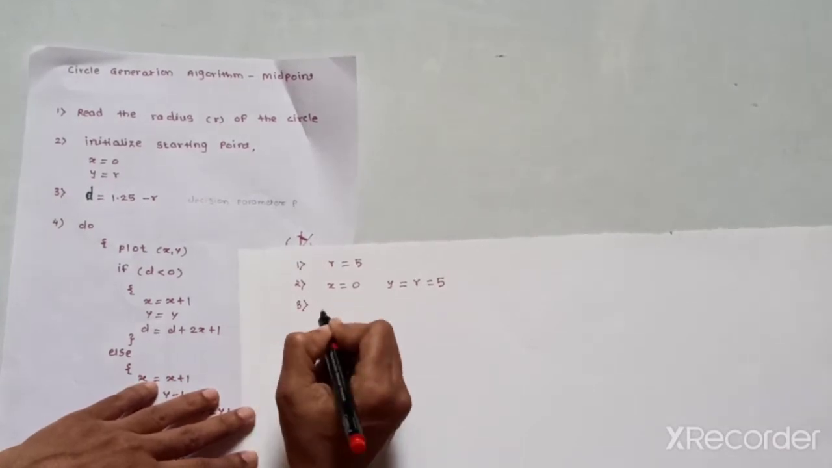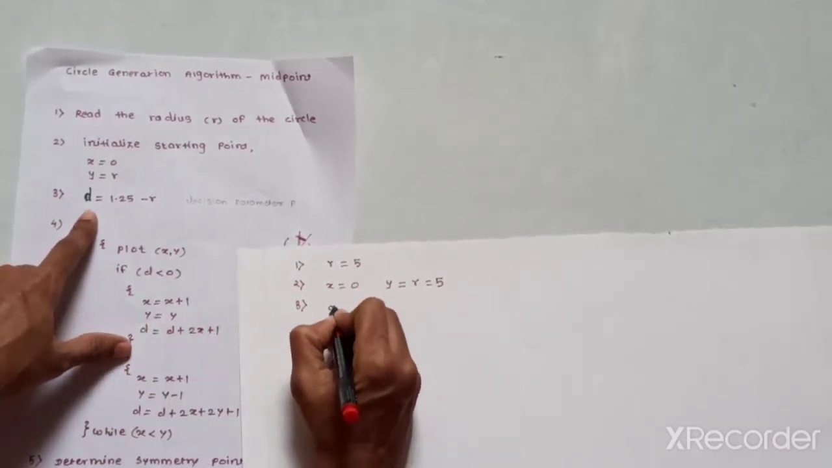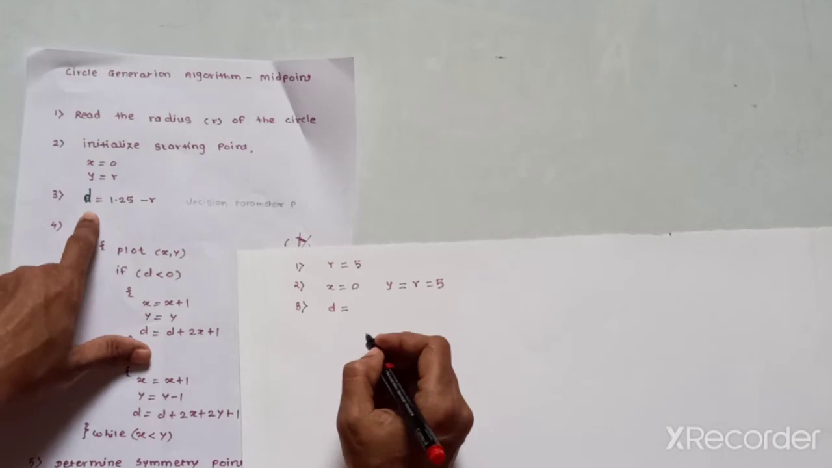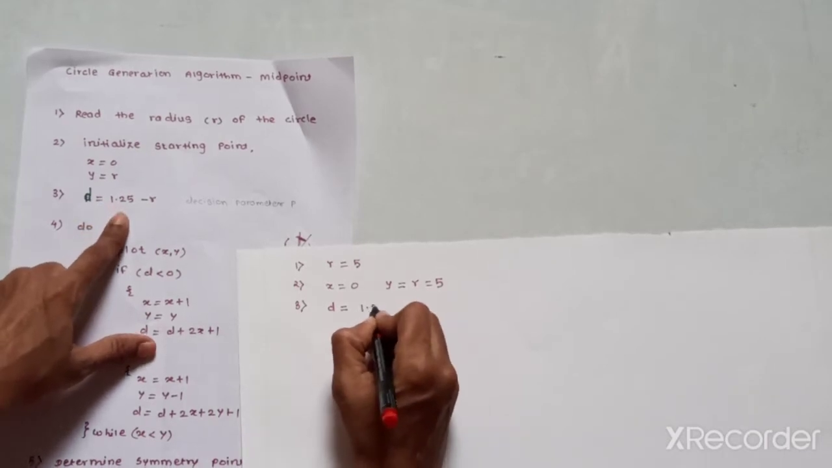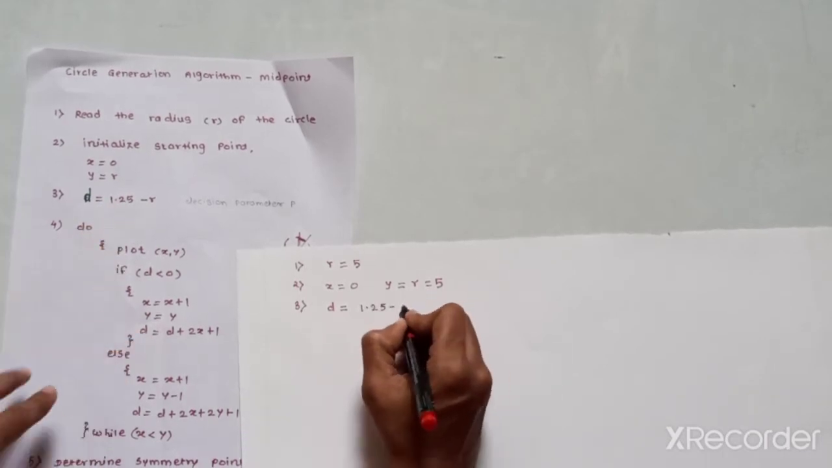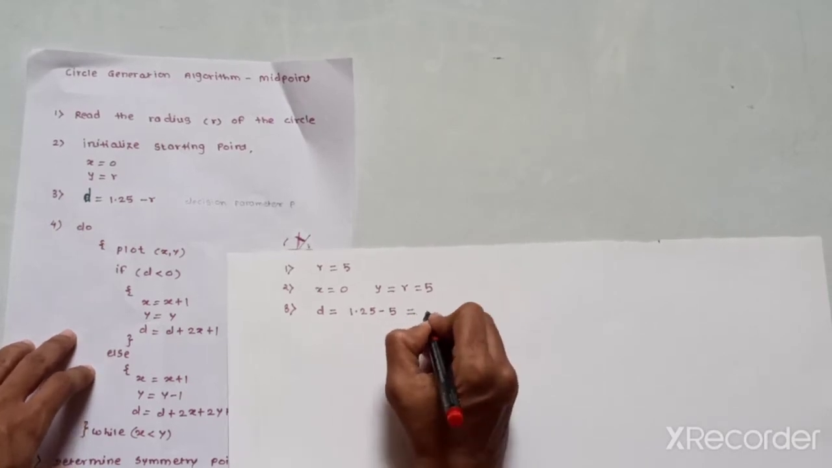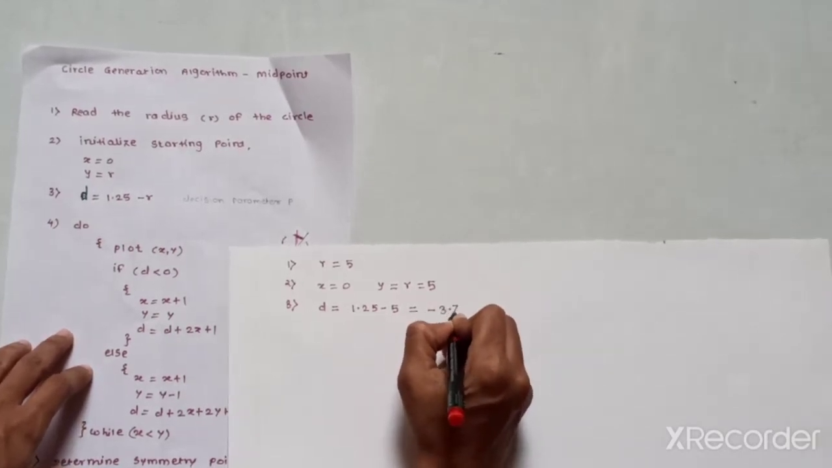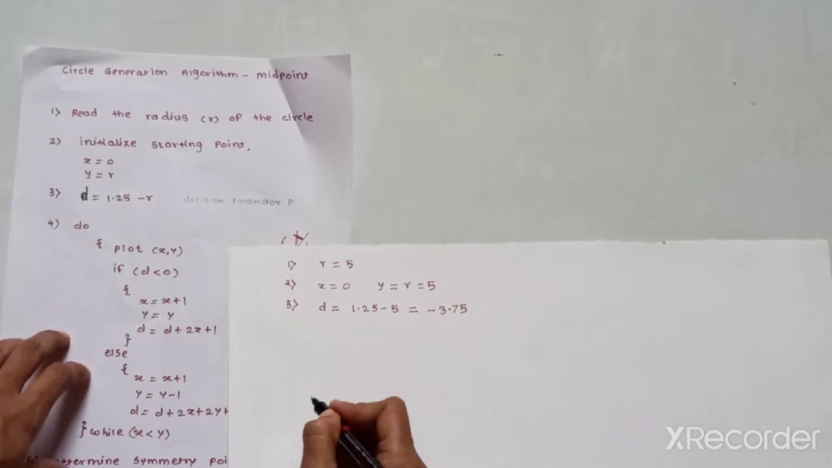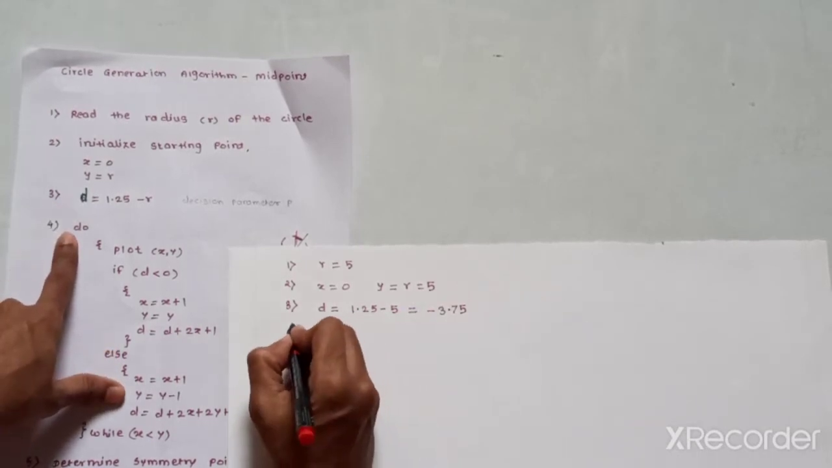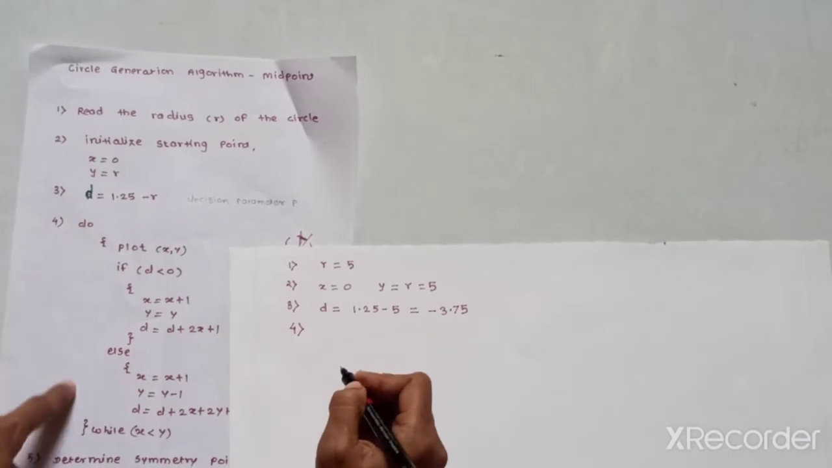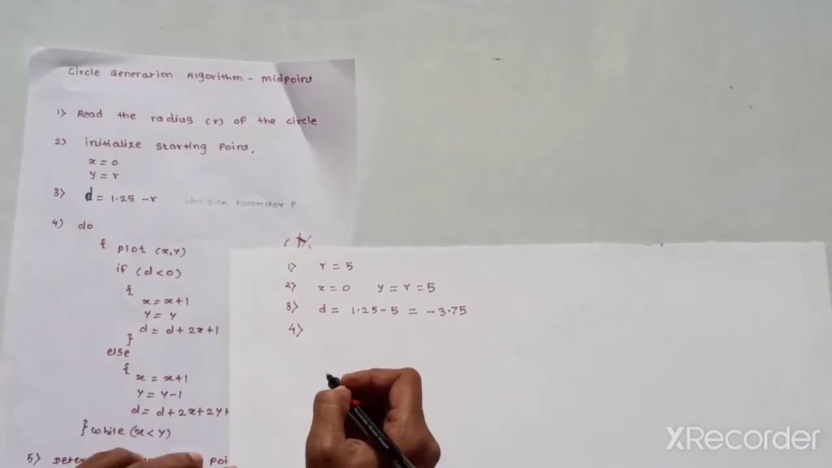Next, third, we are going to calculate the value of the decision variable for the midpoint. So d is equal to 1.25 minus r. The value of r is nothing but 5. So here we are getting the answer as minus 3.75. Now next, according to our step number 4, we want to repeat all these steps again and again. So let us write that.